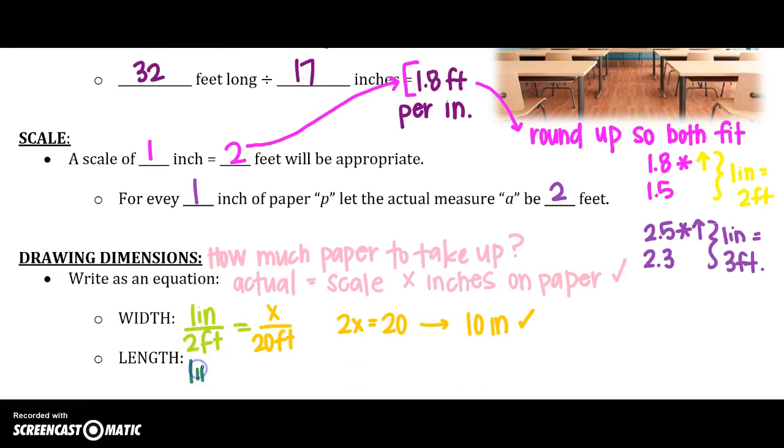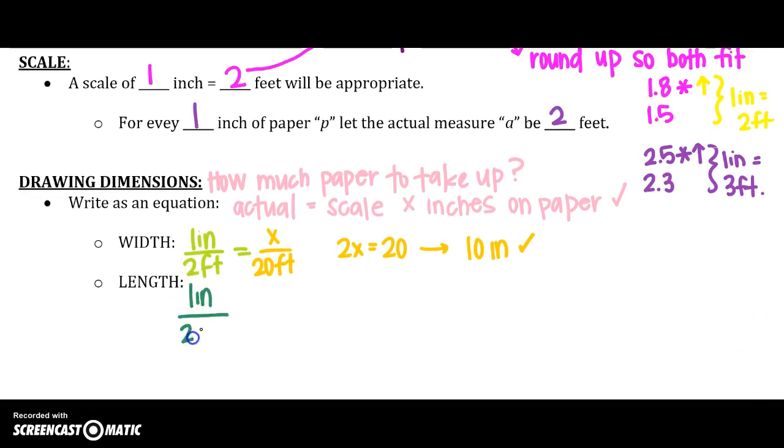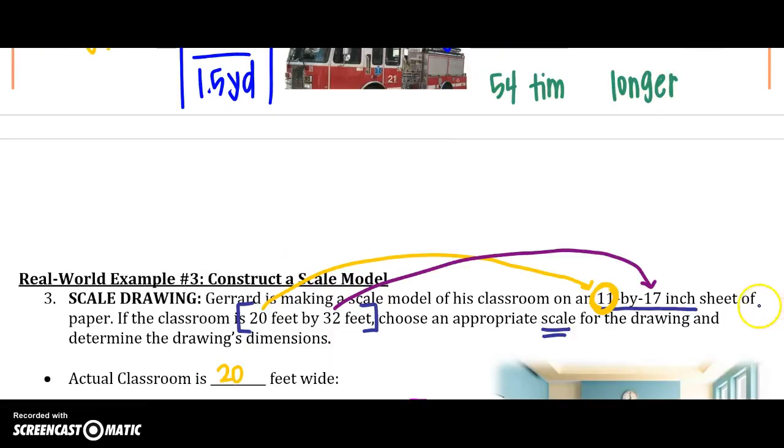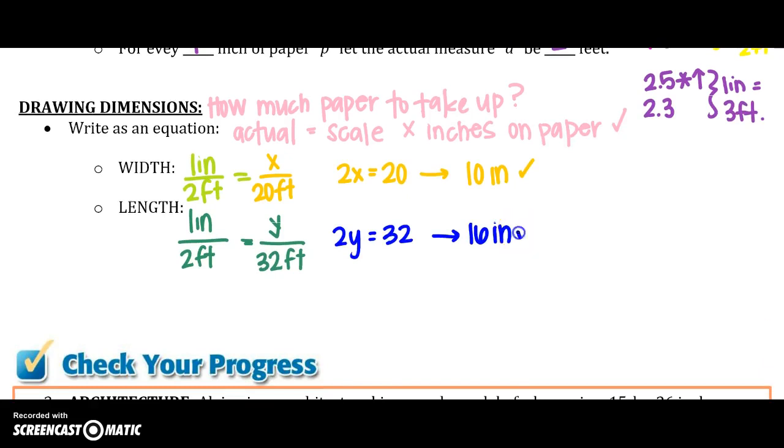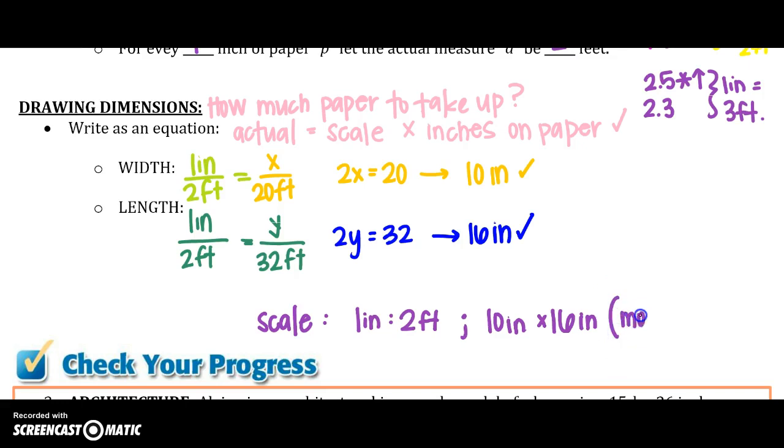And I'm going to do 1 inch, my scale that I created, over 2 feet. That's going to equal y, my length, over 32 feet. Cross multiply, 2y equals 32, so I would have it 16 inches long. Does 16 inches fit on 17 inches? Absolutely. I'm going to have 1 more inch left over there as well, so my scale will be 1 inch is to 2 feet. And my new dimensions will be 10 inches by 16 inches, which is the model of the classroom.